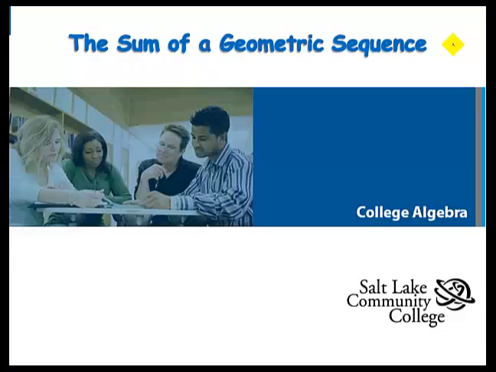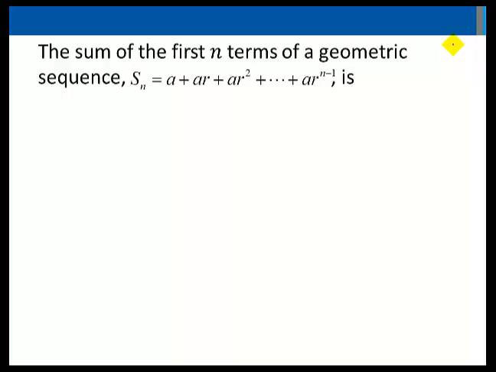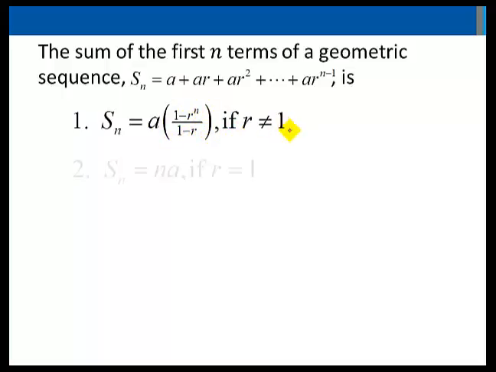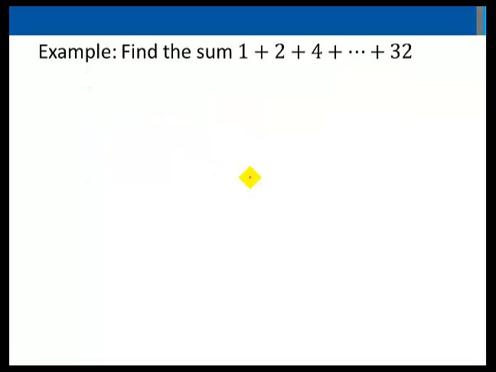In this lesson, we find the sum of geometric sequences. The sum of the first n terms of a geometric sequence, S_n = a + ar + ar^2 + all terms in between up to + ar^(n-1), is S_n = a(1 - r^n)/(1 - r) if r is not equal to 1, and S_n = n·a if r equals 1.